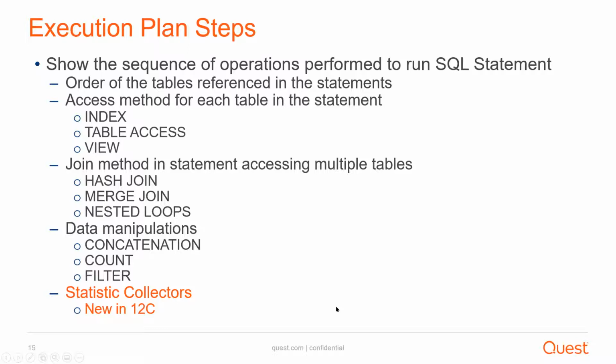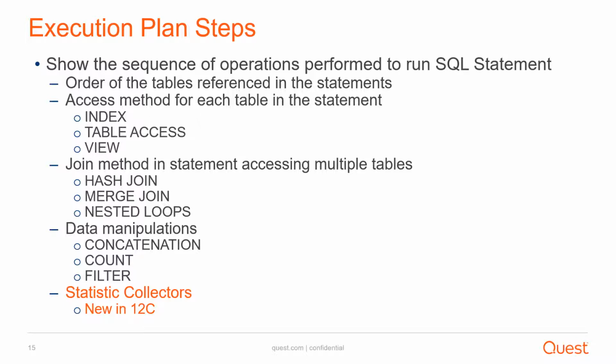Now, the execution plan steps basically show the sequence of operations performed to run SQL statements. It shows you the order of tables referenced in the statements, and access methods for each table in the statements, such as whether it's accessed by index, doing a full table access, or a view. These are not a comprehensive list of any of these different methods. I just put some in so you get the idea of what I'm talking about. Join methods: it shows you how it's joining tables, and it'll show you either hash joins, merge joins, nested loops. Those are the three most common, but there are others. And then data manipulation, any concatenations, counts, filtering.